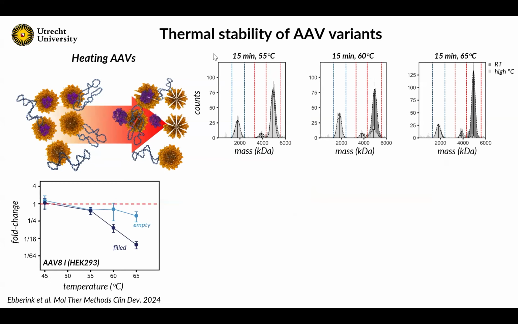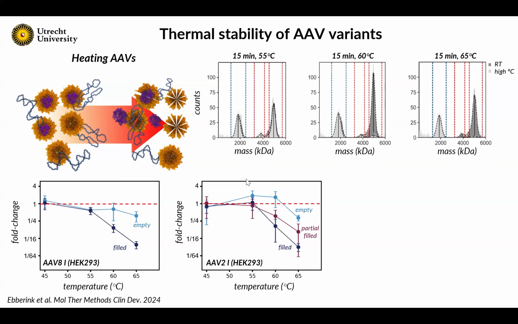So let's see. This is the previously measured AAV8 again, this time depicted slightly differently. Here I overlaid the different mass photometry measurements. In darker gray, it's the measurement before heating, where they were incubated at room temperature, and in light gray, the measurement after heating the sample at the elevated temperatures. And here in the corner again, the quantification with the fold change of the different empty and filled particles.